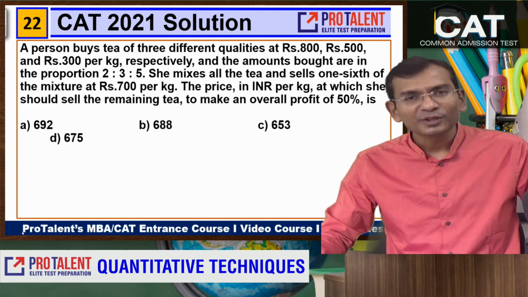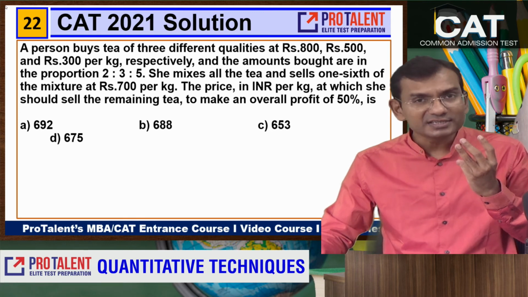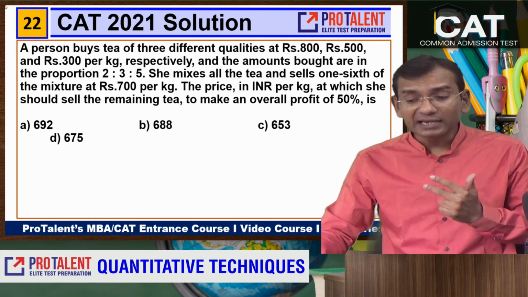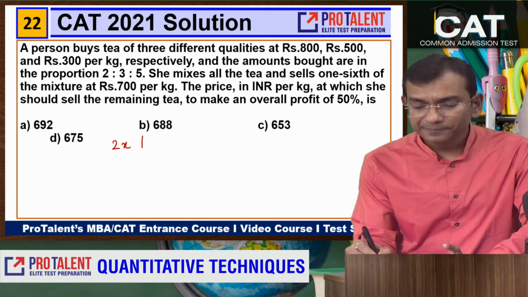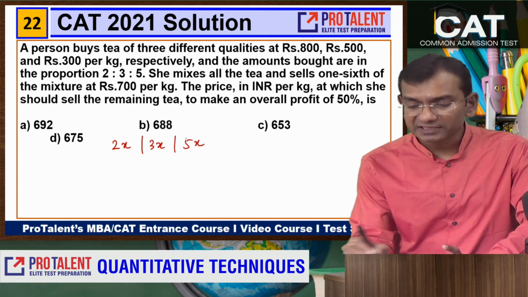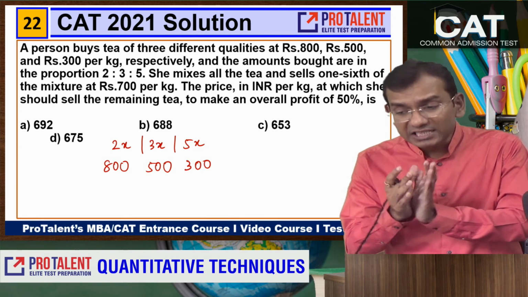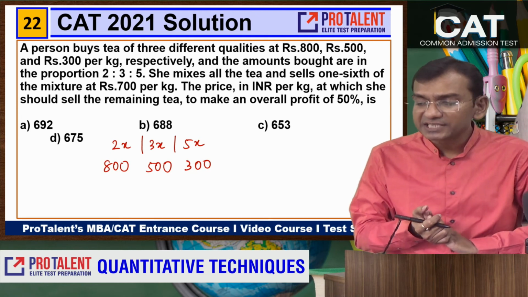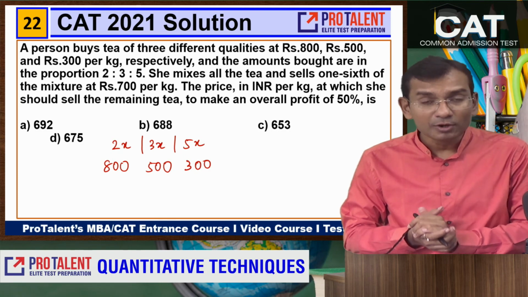Question number 22. Very interesting question. A person buys tea of 3 different qualities, 800 rupees, 500 rupees, 300 rupees per kg, and the amounts bought are in proportion of, so how much did she buy? 2x, 3x and 5x. This is the 800 one, this is the 500 one, this is the 300 one. She mixes them, sells 1/6 of them at 700 per kg. The price in INR per kg at which she should sell the remaining tea to make an overall profit of 50%. We want a 50% profit.